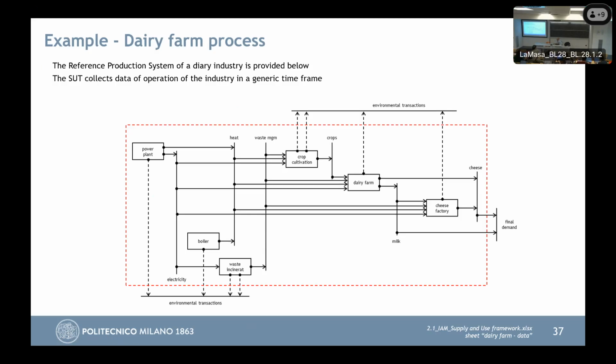Yeah, so the crop cultivation cannot consume its own output. Yeah, in the scheme. Okay, not in the scheme. So I should add an arrow like this, right? So I have the crop that I'm producing, and a part of the crop that I'm producing, I'm also taking for myself. Is that clear?